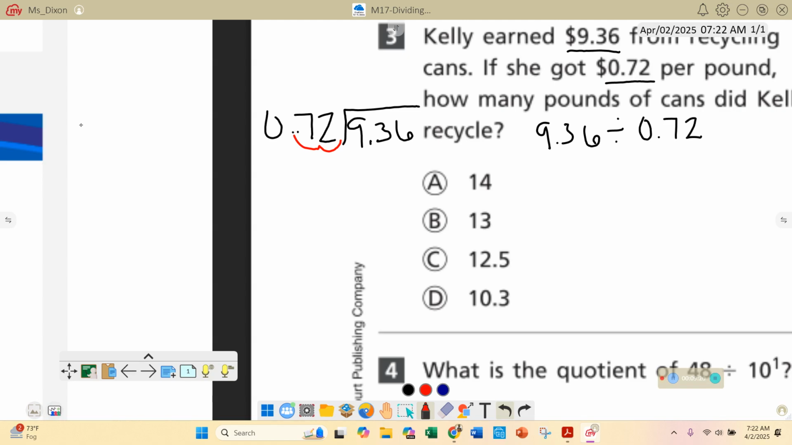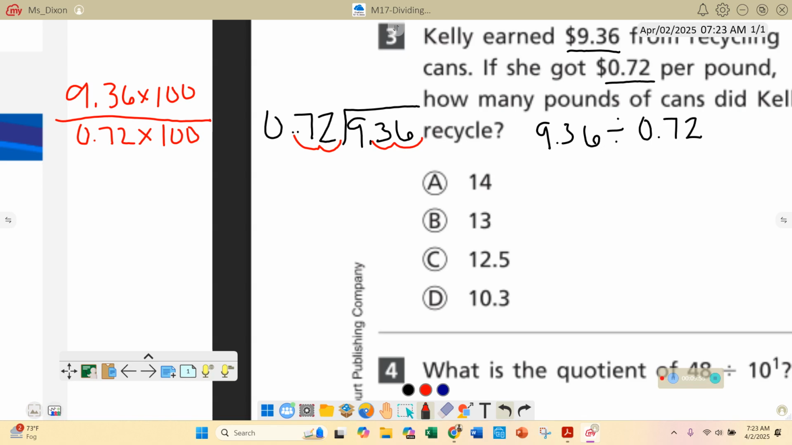That's going to be like we did in our workbooks, where we multiplied our divisor by whatever number made it a whole number. In this case, 100, because that's 2 zeros. What's the rule then? If you do it to the divisor, you have to do it to the dividend. So we have to multiply our dividend also by 100, which is going to shift that decimal also 2 places.